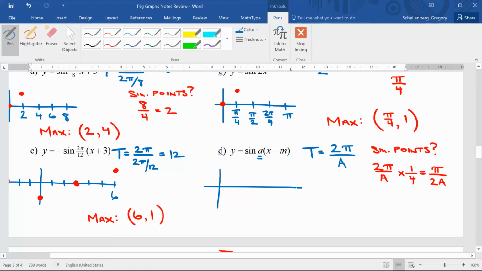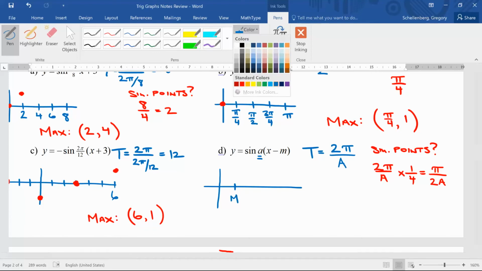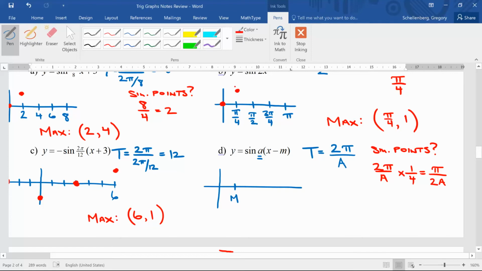Now, our phase shift is m, which means that this function is starting m units to the right. So I'm just going to make a little mark here to the right of the y-axis. I'm going to label this as being m. Now, this is a sine function. Sine functions start at midpoints. So we will plot that.